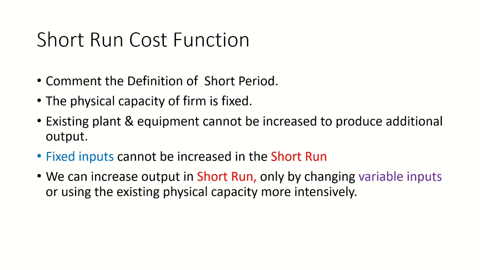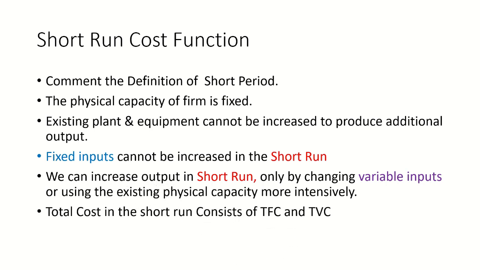And for increasing the output in the short run, what we can do is only change the variable inputs or use the existing physical capacity more intensively. That means we want the continuous use of the physical capacity for increasing the output, especially in the short run, or otherwise we want to change the variable inputs. And total cost in the short run consists of basically two things, that is the total fixed cost and total variable cost.